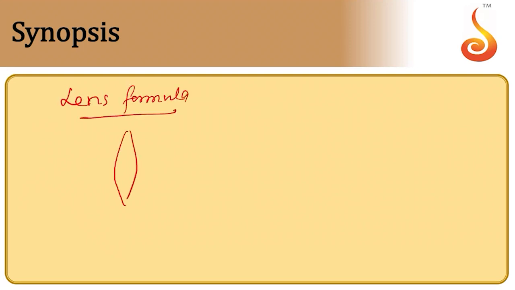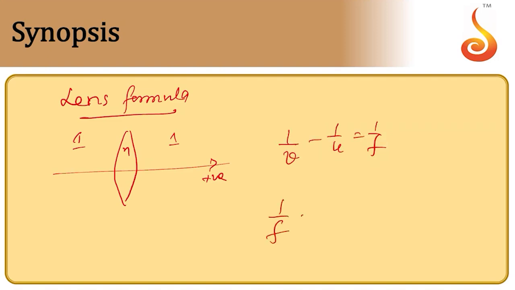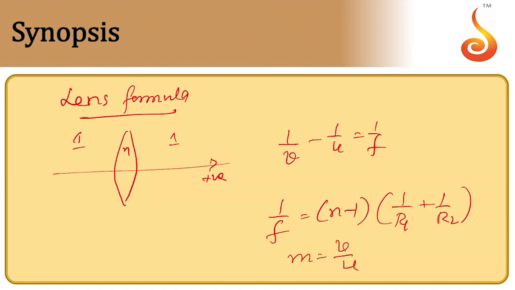Suppose I consider a lens. This is medium 1. This is also medium 1. Refractive index is n. And this is the positive direction. Then the equation correspondingly is 1 by v minus 1 by u is equal to 1 by f. And in general, we can write 1 by f is equal to n minus 1 into 1 by r1 plus 1 by r2, where r1 and r2 are the radii of curvature of the different surfaces. You may also write m is equal to v by u in general as the magnification.